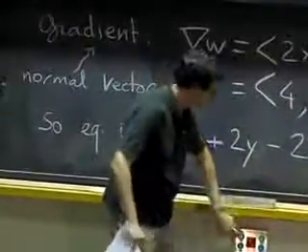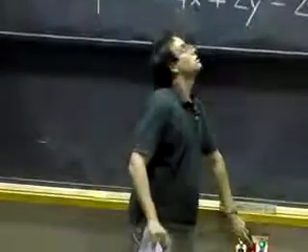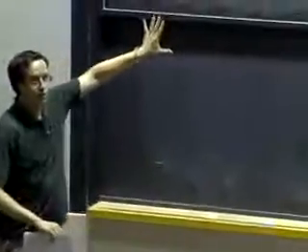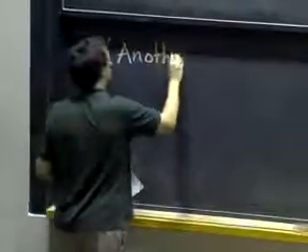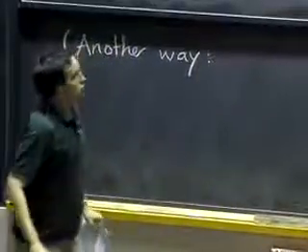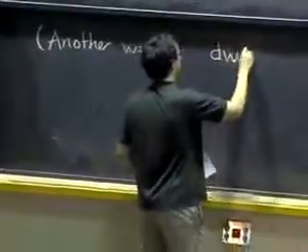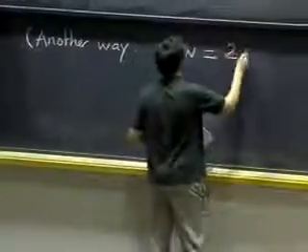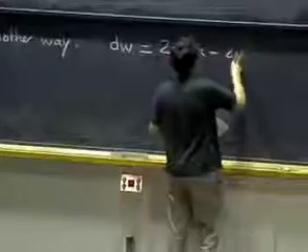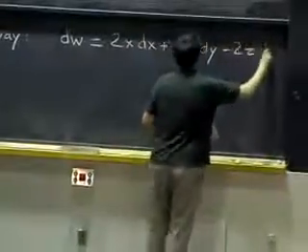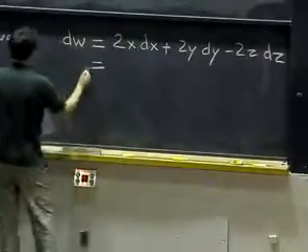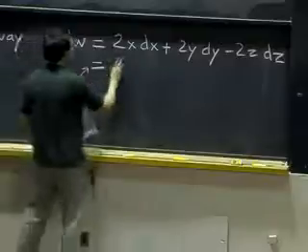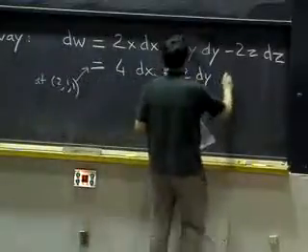Let me give another reason, another way that we could have seen this. I claim we could have done this without the gradient, or using the gradient in a somewhat disguised way. The other way to do it would be to start with a differential. It's pretty much the same content, but let me write it as a differential. dw is 2x dx plus 2y dy minus 2z dz. So at the given point, (2, 1, 1), this is 4 dx plus 2 dy minus 2 dz.